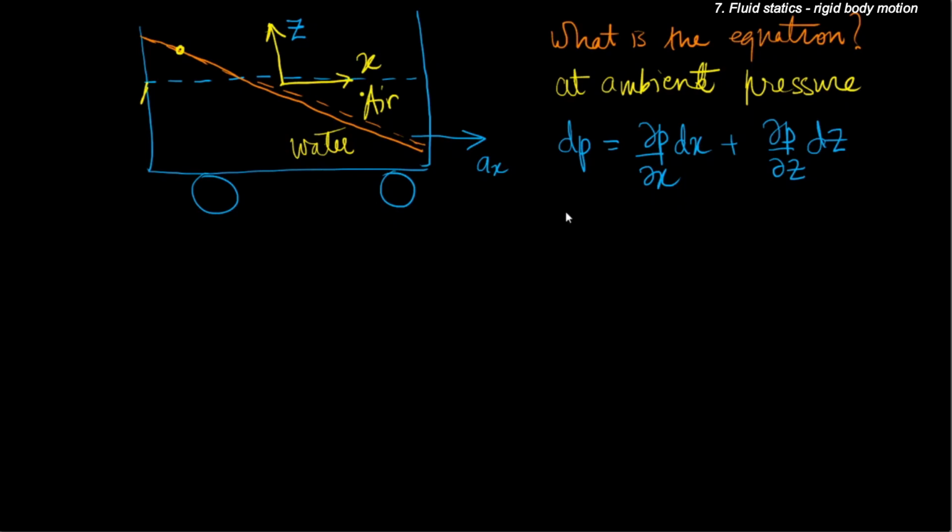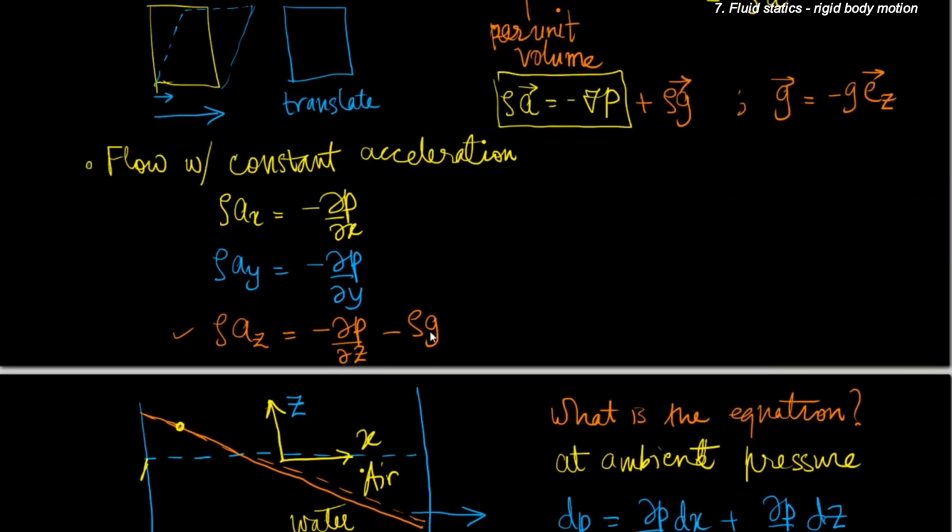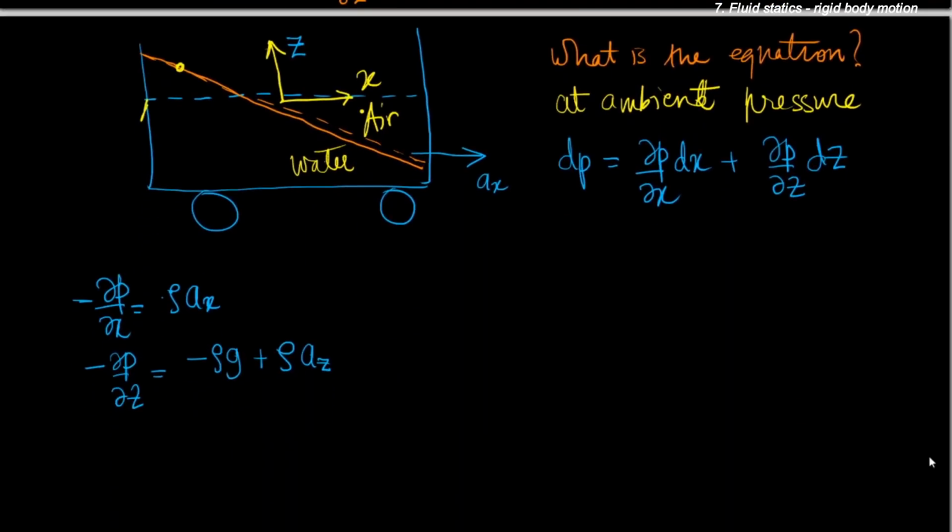Now from the previous equations we know that minus del p del x is rho a_x, and minus del p del z is equal to minus rho g, and if there is some other acceleration, plus rho a_z. So this follows from the previous equation. Oh, rather minus del p del z equal to rho a_z plus rho g. So I have made a small sign mistake. That's okay.